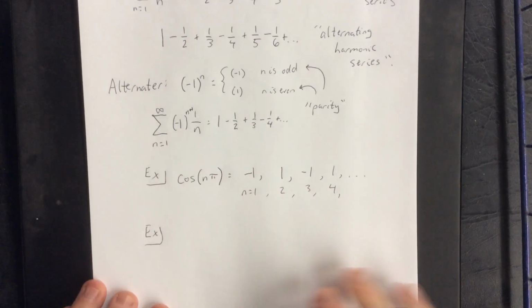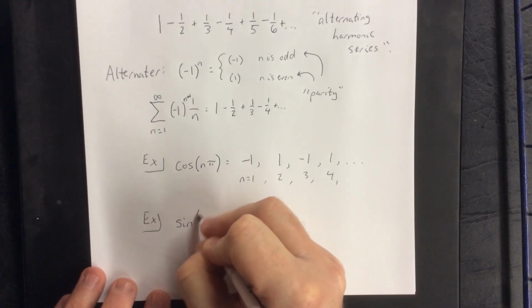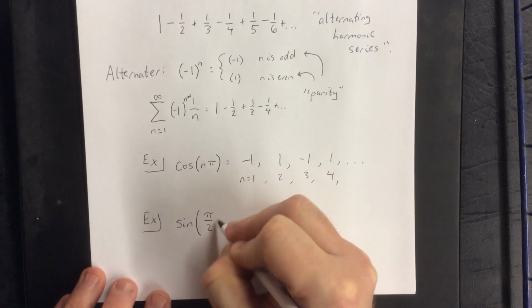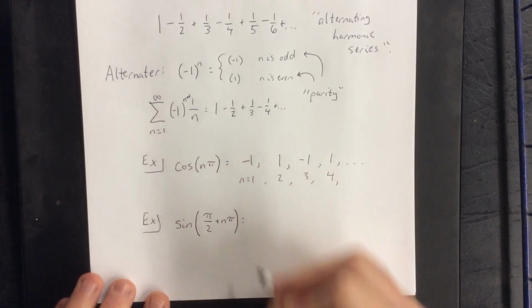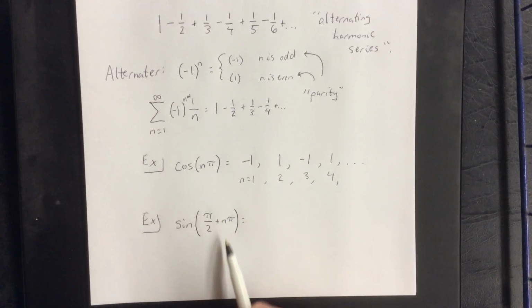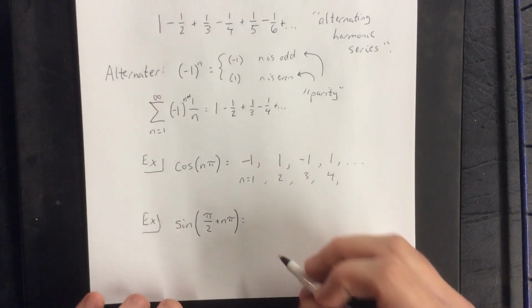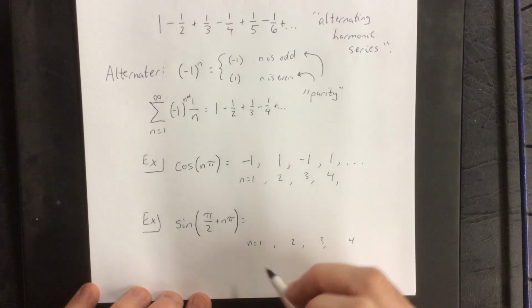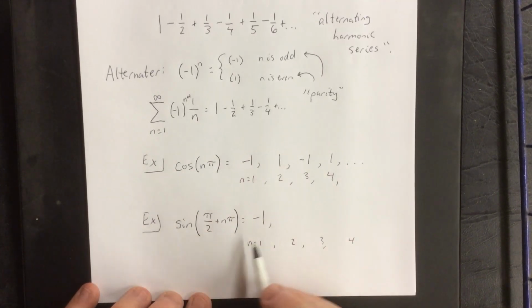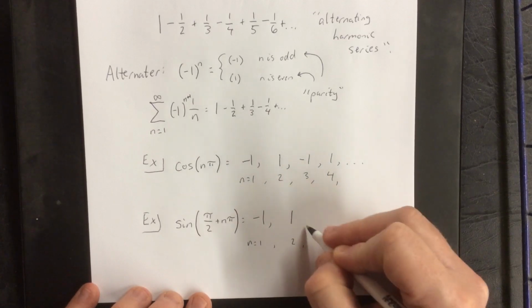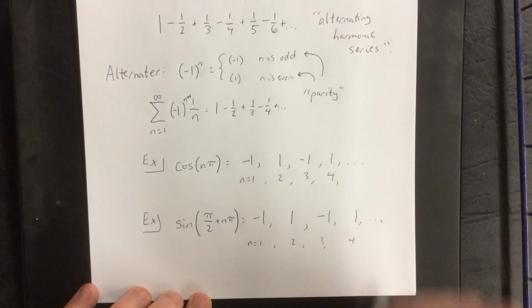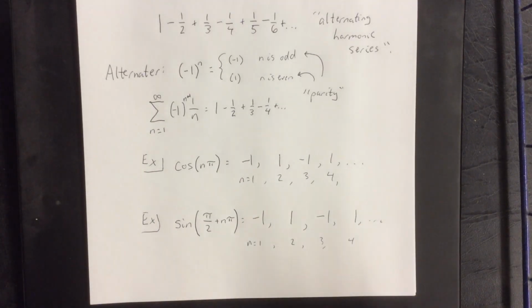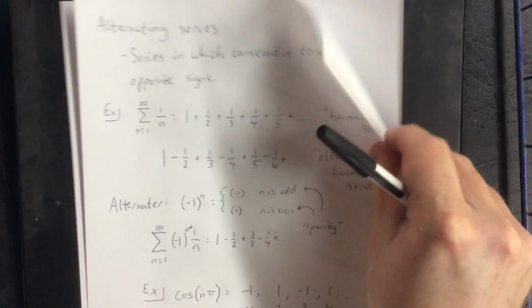This last one I think is a really pretentious example, but it still gets used from time to time. The sine of pi over 2 plus n pi. Now this basically works the same way as the cosine, except instead of using the left and right ends of the unit circle, it uses the top and bottom ends of the unit circle. So for n equals 1, 2, 3, 4, etc., n would give us the sine of 3 pi over 2, followed by the sine of 5 pi over 2, then 7 pi over 2, then 9 pi over 2, etc. Now, as soon as you see a series that has an alternator in it, you can safely assume that it is an alternating series.